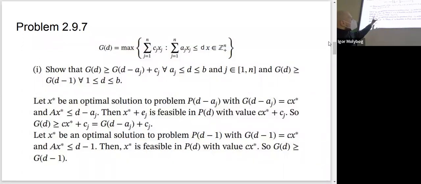For now it kind of looks artificial, but these two inequalities are going to play a role in our further construction. Any questions regarding the proof?